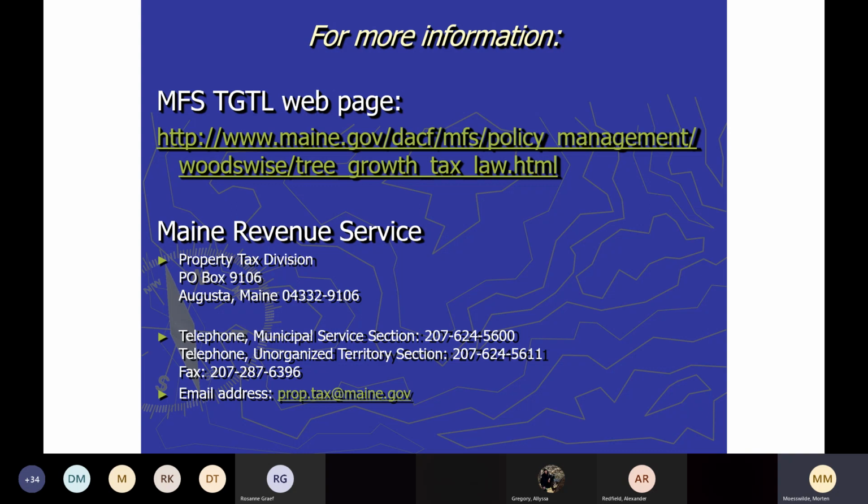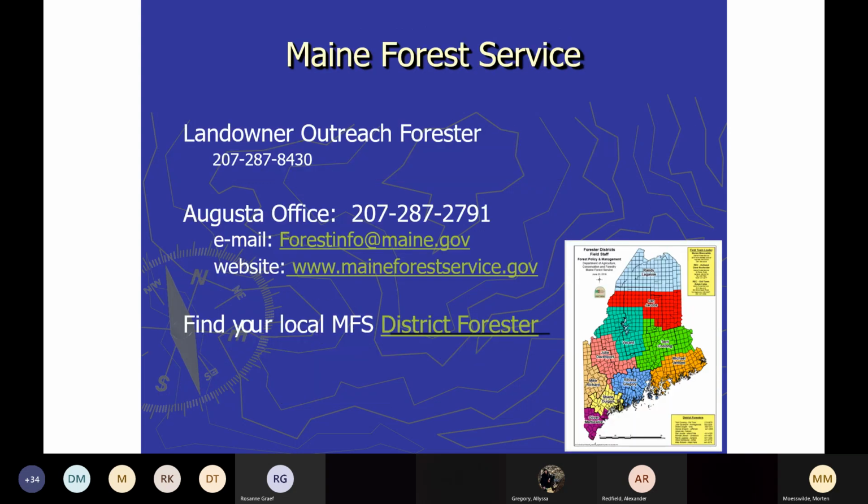And make sure that you're asking for the property tax division and either the municipal service section or the unorganized territory section. When you want to follow up with Maine Forest Service, you can certainly call the Augusta office, the landowner outreach forester. Currently, that's Alyssa, working in that capacity. You could also call direct just to the Augusta office and say, can you help me find who my district forester is? And the website also indicates town by town who your district forester is. And it's not hard to find.